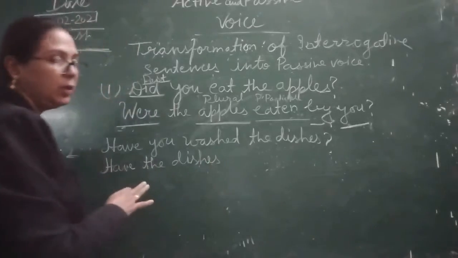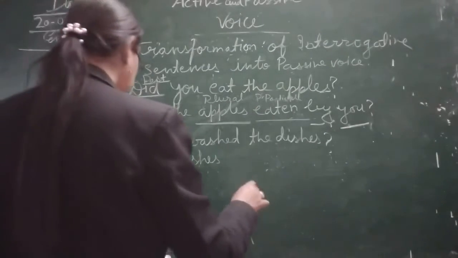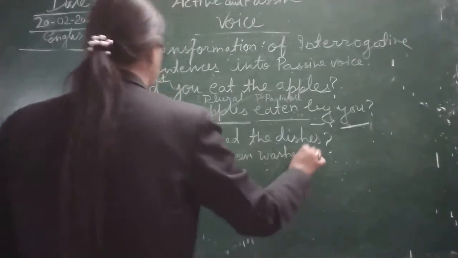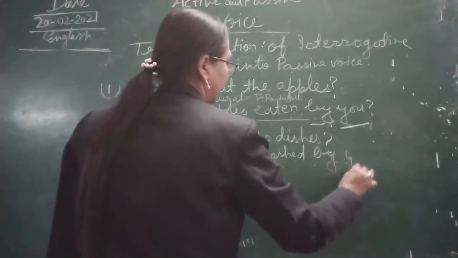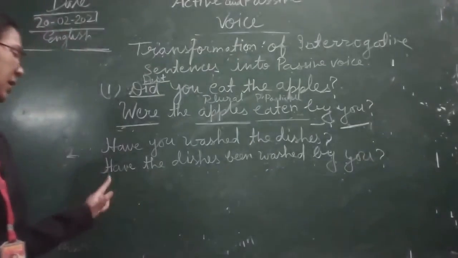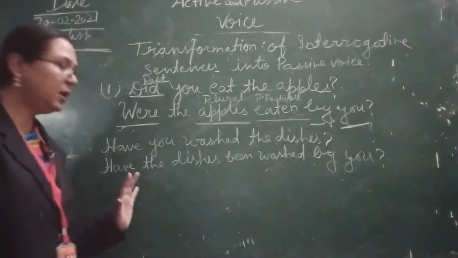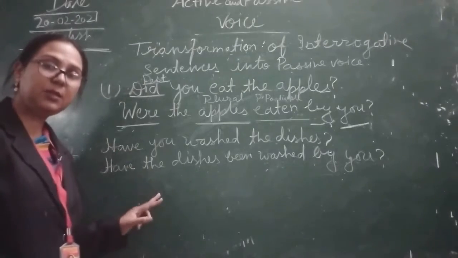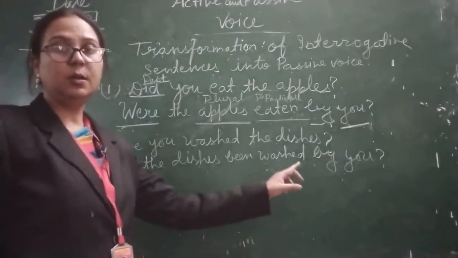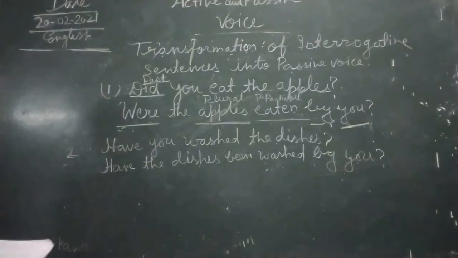Here we will use the same rule as we are doing in the present perfect tense. So have the dishes been washed by you? Okay, simple thing, children. You can see over here, have the dishes been washed by you? Simple. Only and only what we have done, have will remain same, present perfect tense we are following over here. Simple. Okay, children. Now I will give you one more example.